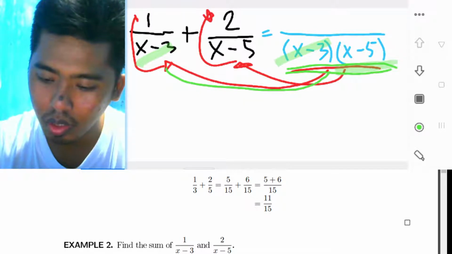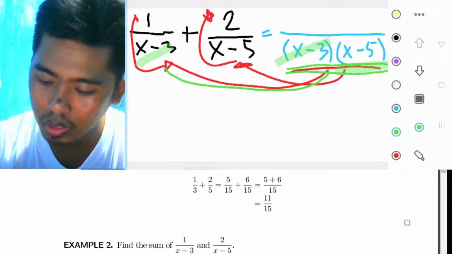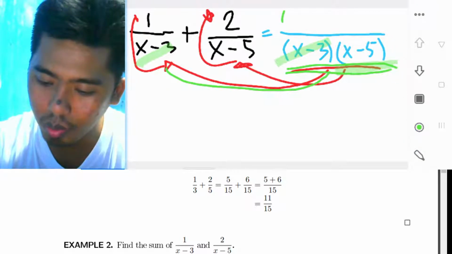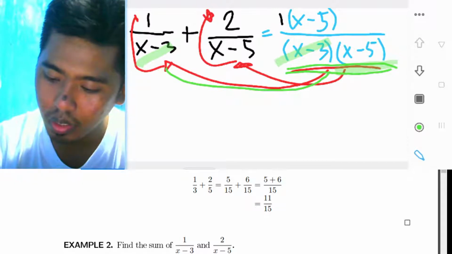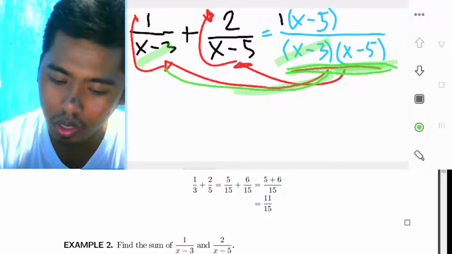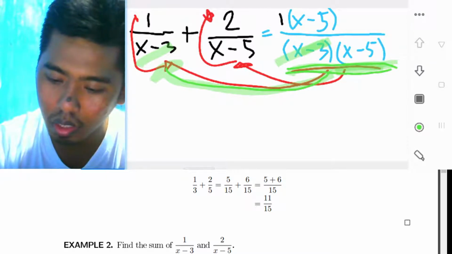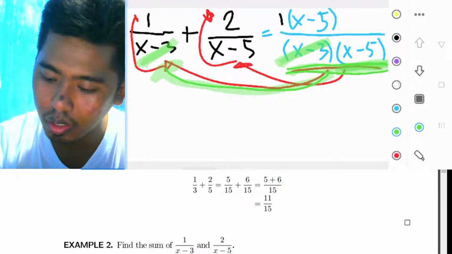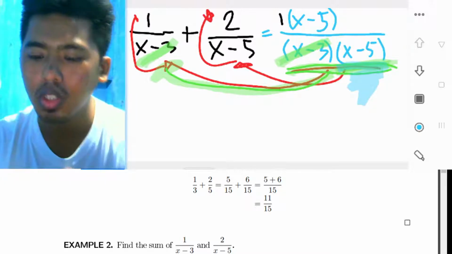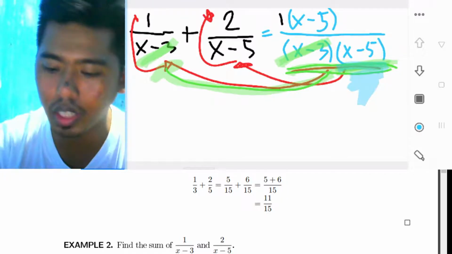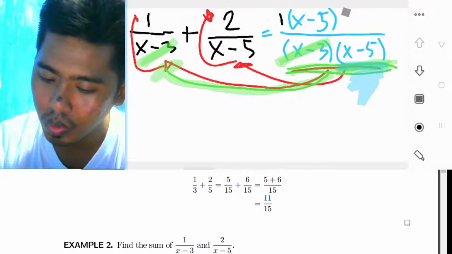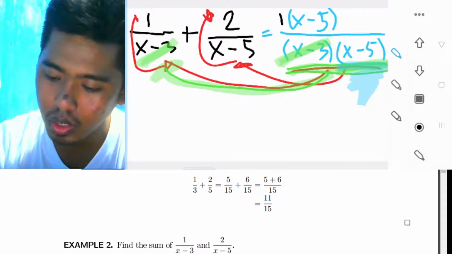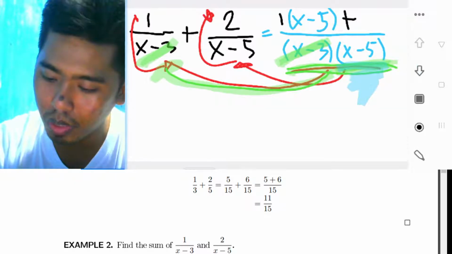So this becomes x minus 5, then multiplied by 1. We copy 1 and x minus 5 so it's not confusing. What we did earlier: we divided the denominator by the first fraction's denominator, then canceled, and what remained was x minus 5. We multiplied x minus 5 by the numerator 1, so it's 1 times x minus 5. Now copy the operation, which is addition.